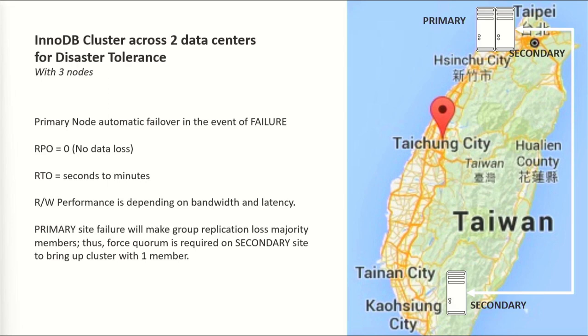Okay, how about if you only have two data centers and you have a three node InnoDB cluster? So you end up running a two node InnoDB cluster, for example, in this diagram at the Taipei data center, and one node assisting disaster recovery running in Kaohsiung in this diagram, right? However, again, like I said, this design requires high bandwidth and low latencies in order to maintain the MySQL cluster performance, especially for write operations.